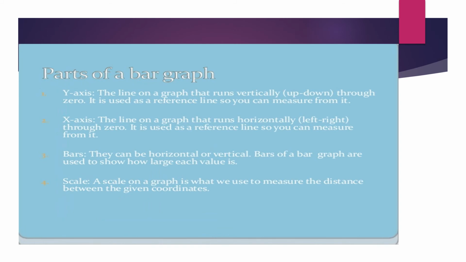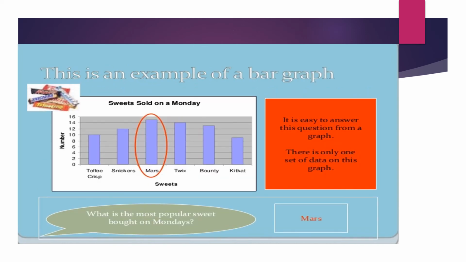Now what are the parts of a bar graph? As I told you, y-axis, x-axis, bars and scale. Now find the information. What is the most popular sweet bought on Mondays? It is Mars. So this is how we can read, analyze and interpret the data. KitKat is the lowest one and the maximum is Mars.